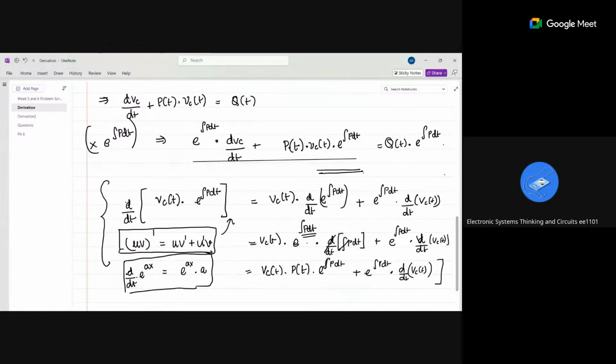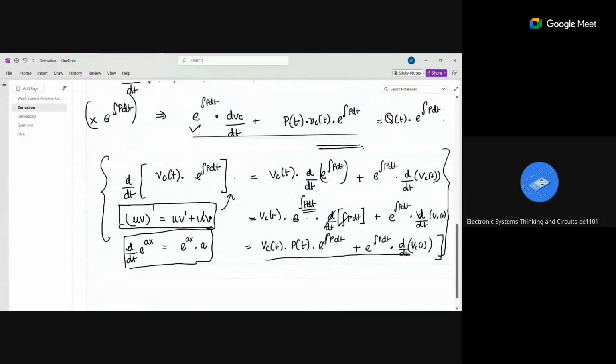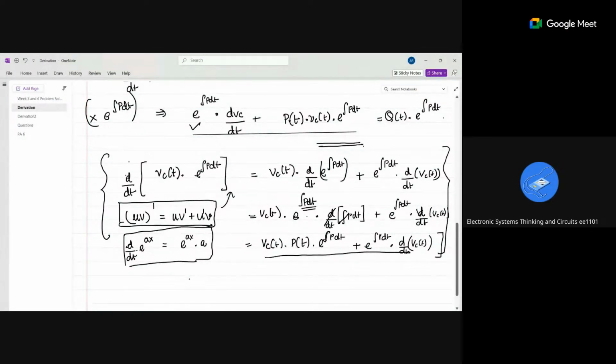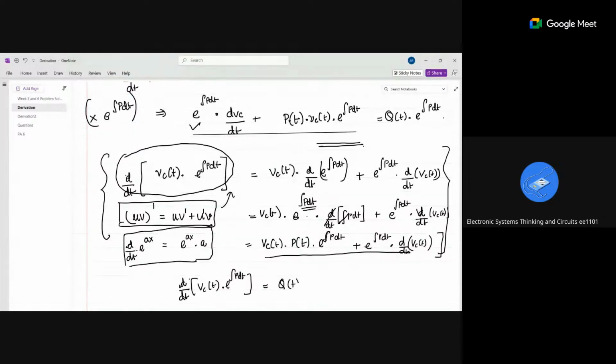Once we complete the derivation, we'll understand why we are doing this step. Because if we see this equation and this equation, both are the same, so we will replace it by this term: d/dt of Vc(t) e^(∫P dt) is equal to Q(t) e^(∫P dt), right?